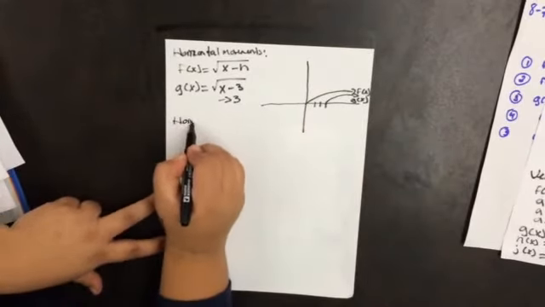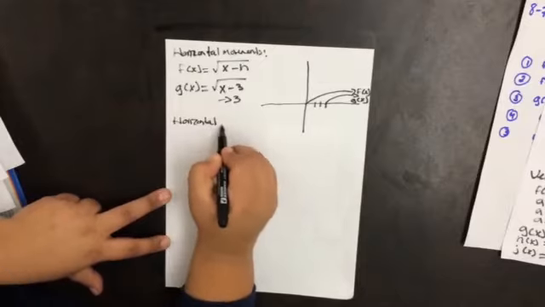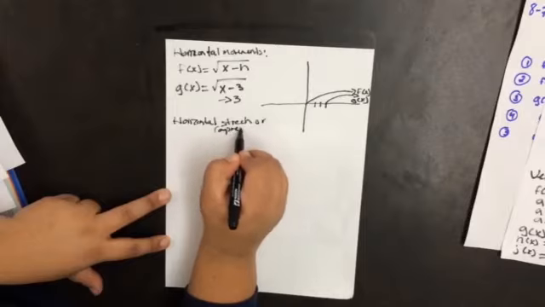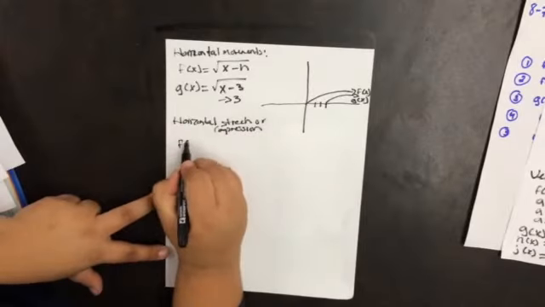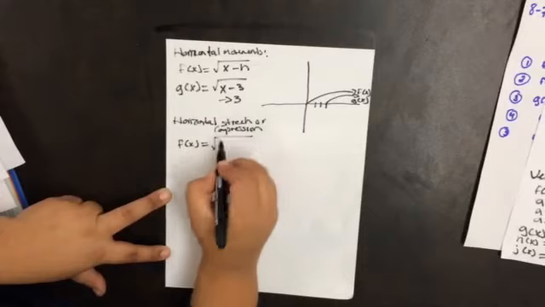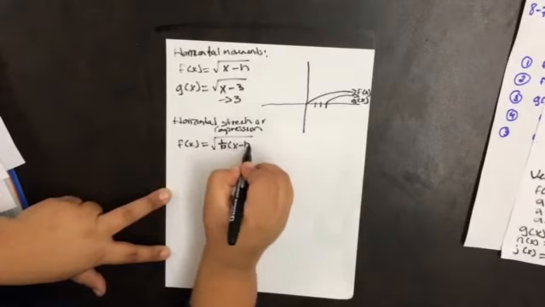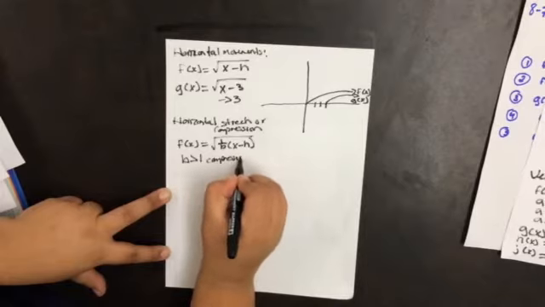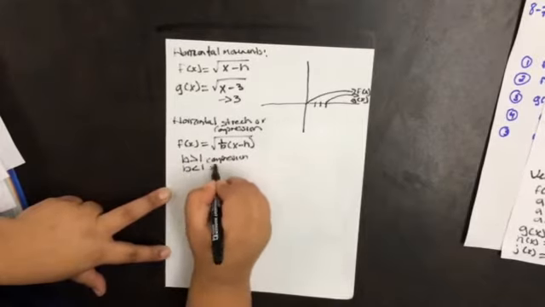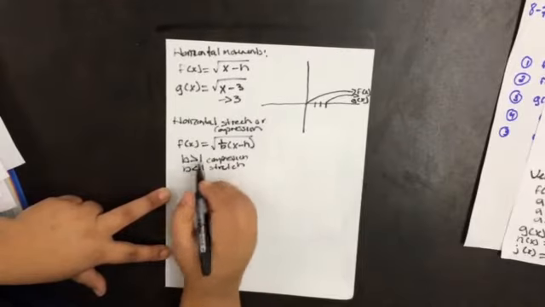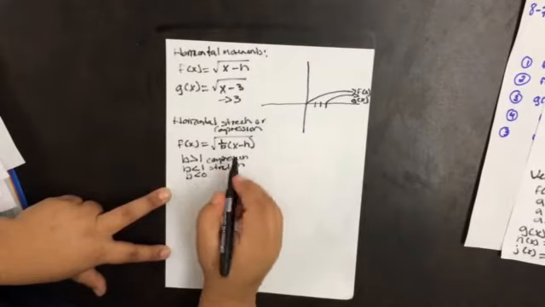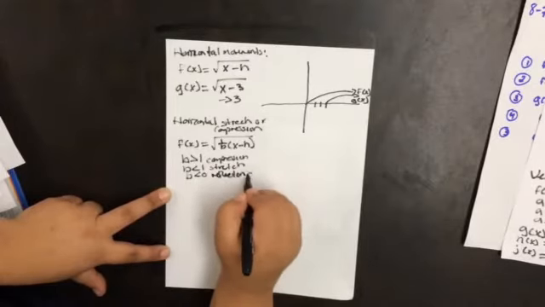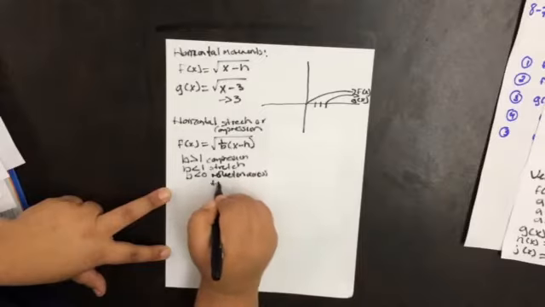Now let's go over horizontal stretch or compression. So we have f of x equals the square root of 1 over b times x minus h. If b is greater than 1, it's a compression. If b is less than 1, it's a stretch. And if b is less than 0, it's a reflection across your y-axis.